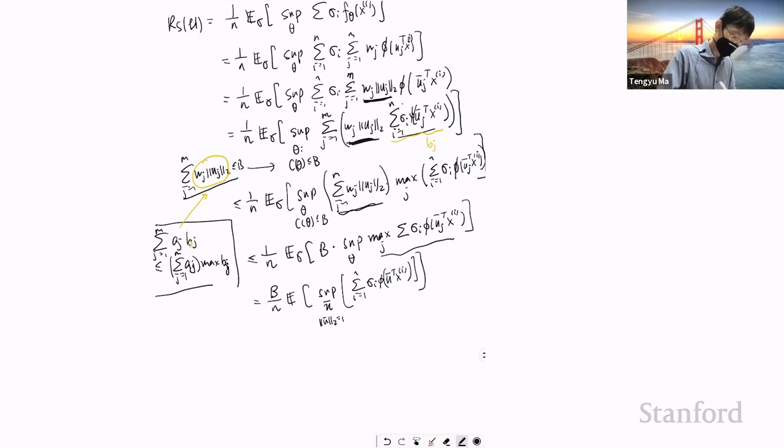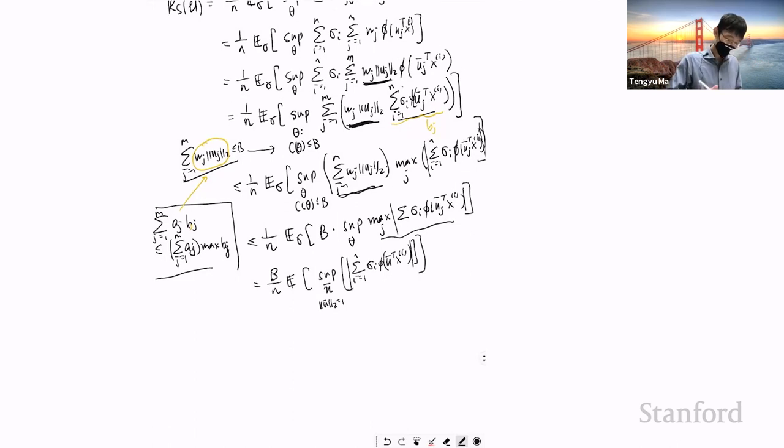Sure. That's a good point. So I should have the value. I think I should have it here, and I should have it here, and I still should have it here. Thanks. Yeah, thanks for catching all of these issues.